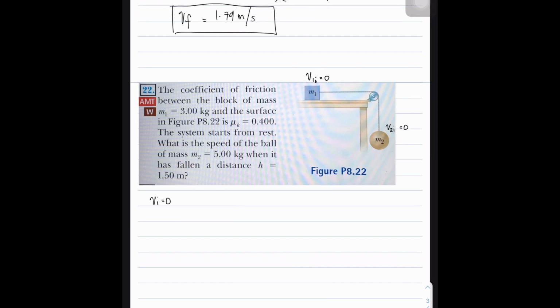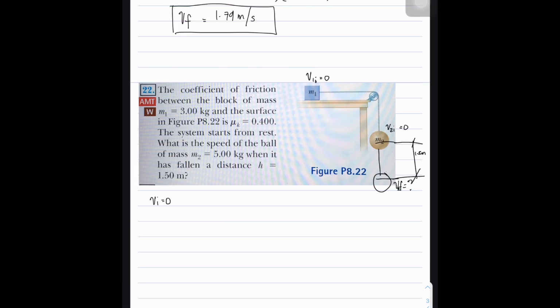Okay, so what is the speed of the ball which has a mass of 5 kilograms when it has fallen a distance of 1.5 meters? So this is 1.5 meters, and we're asking for V2F. Right.